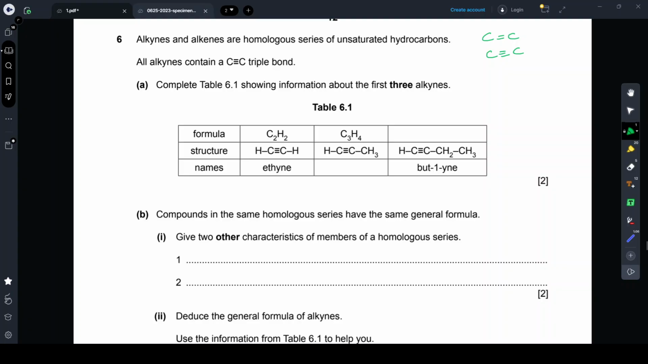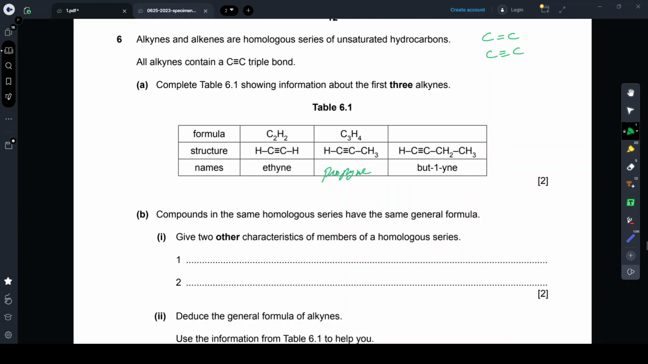Complete table 6.1 showing the information about the first three alkynes. So you've got ethyne. Obviously, you cannot have methane because a single carbon cannot have triple bonds with itself. So ethyne, and then you've got but-1-yne. And it's worth 2 marks. So let's do this one, propane first. This will be propyne, if I'm pronouncing it right. Propyne, good. So remember how to name these.